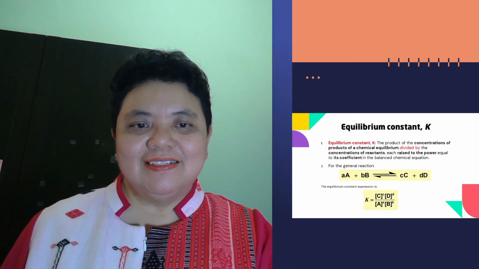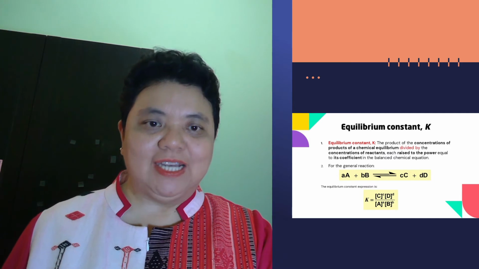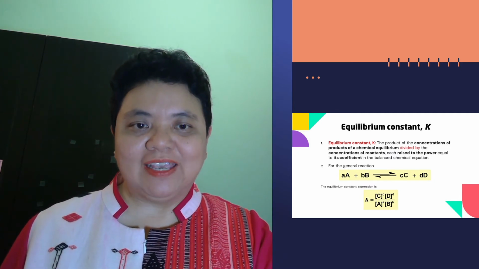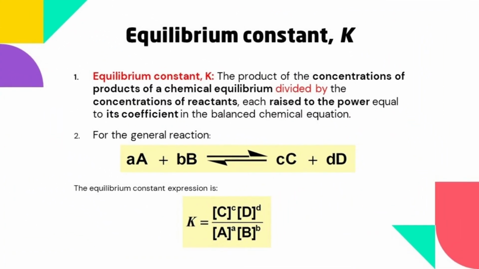Thank you for the discussion in the subgroup Teams. Now that you have discussed the K formula, starting from your math equation, let's continue with the equilibrium constant definition here. The equilibrium constant, or K, can be defined as the product of the concentrations of products of a chemical equilibrium divided by the concentrations of reactants, each raised to the power equal to its coefficient in the balanced chemical equation.